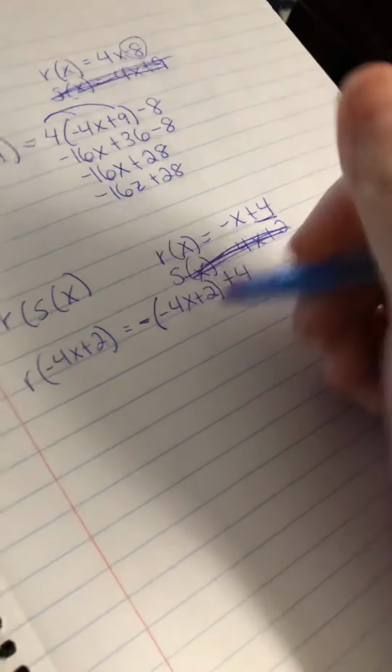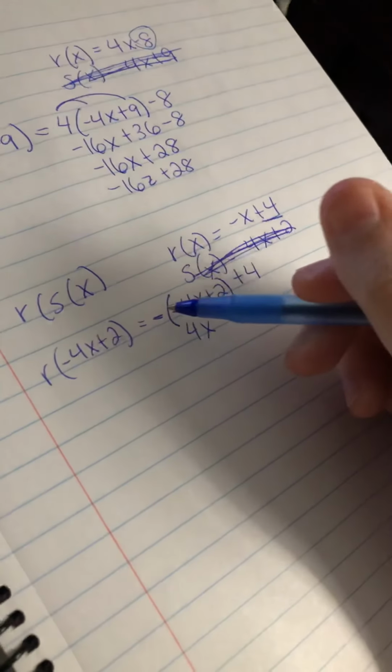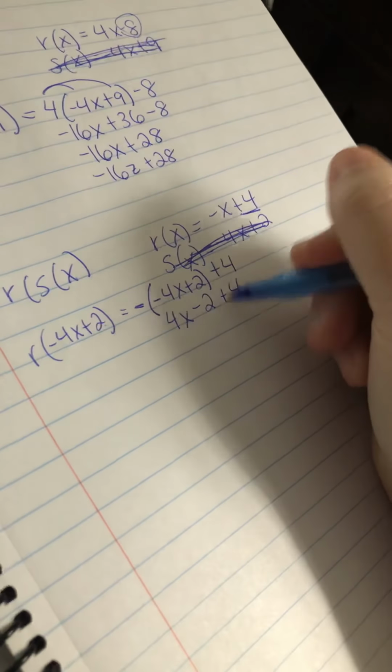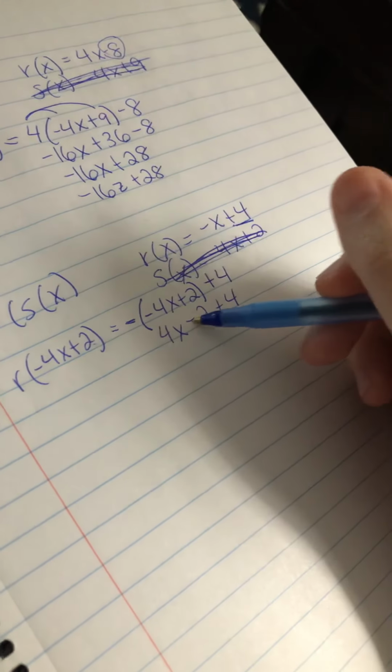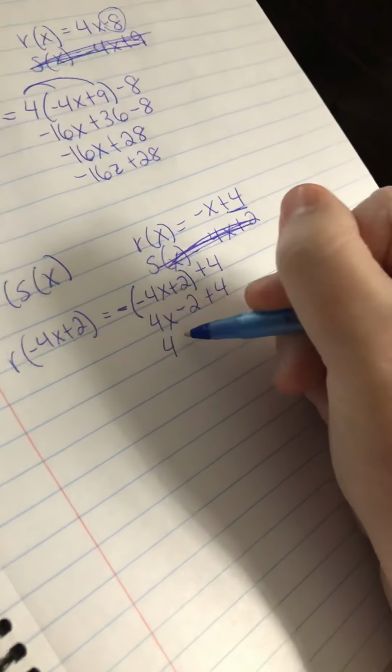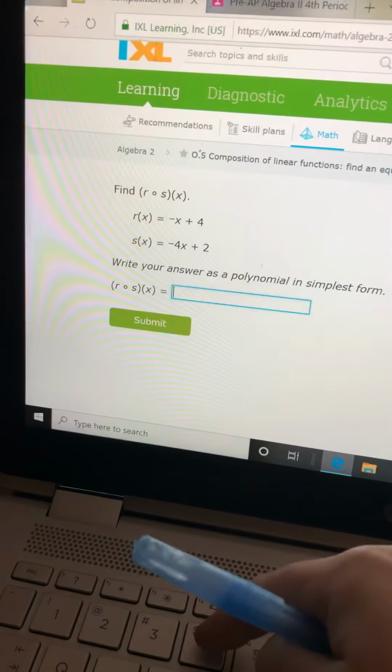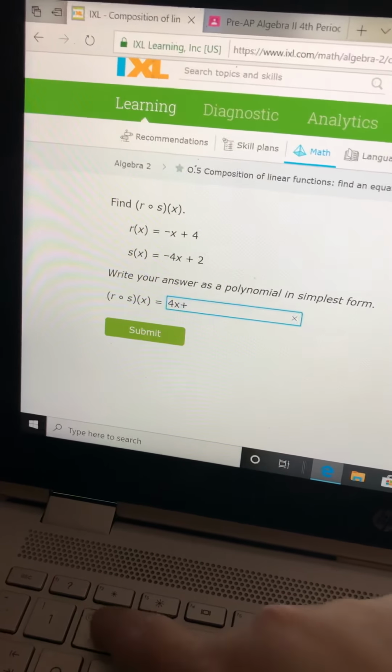So a negative times a negative is a positive 4X. A negative times 2 is negative 2, and then the plus 4 drops down. So negative 2 plus 4 is 2. So this one is 4X plus 2.